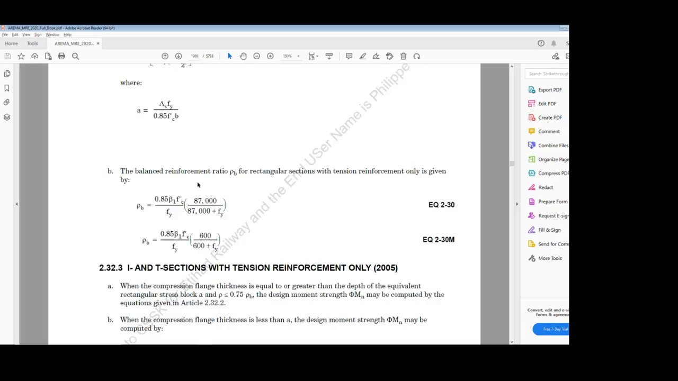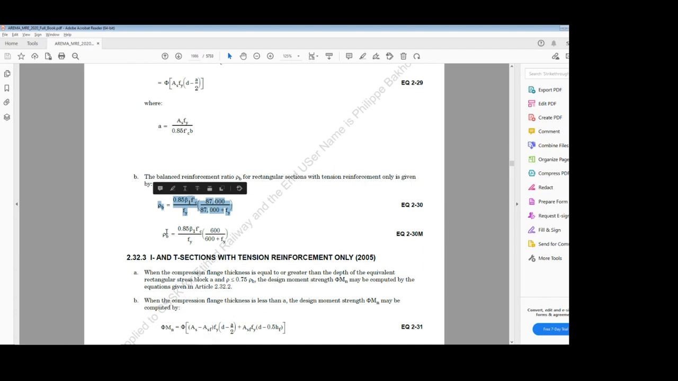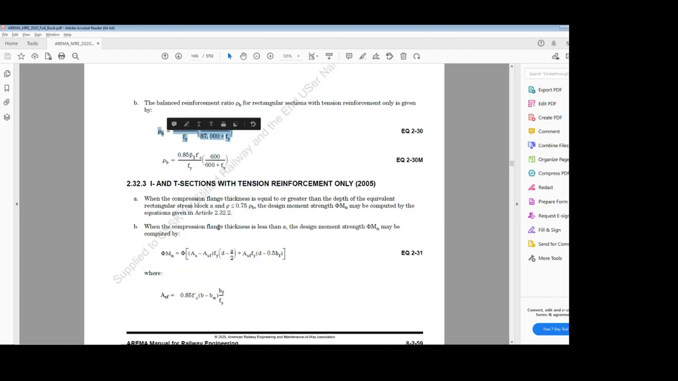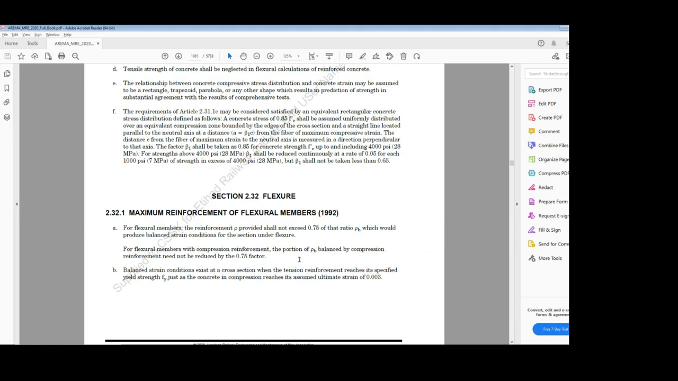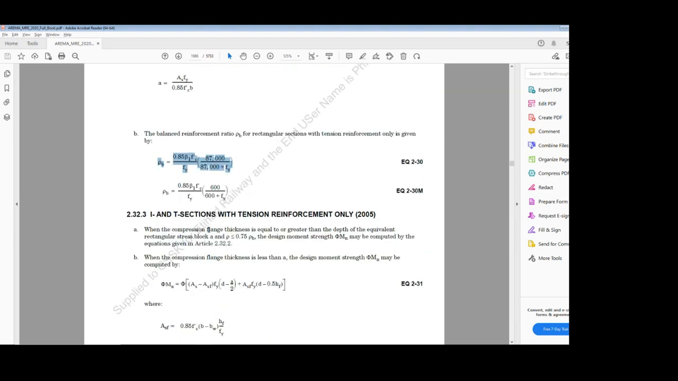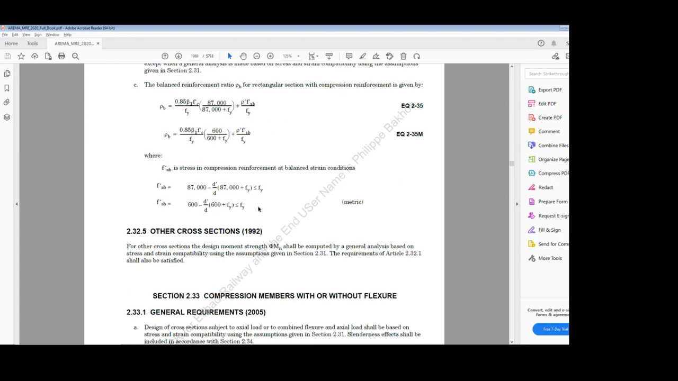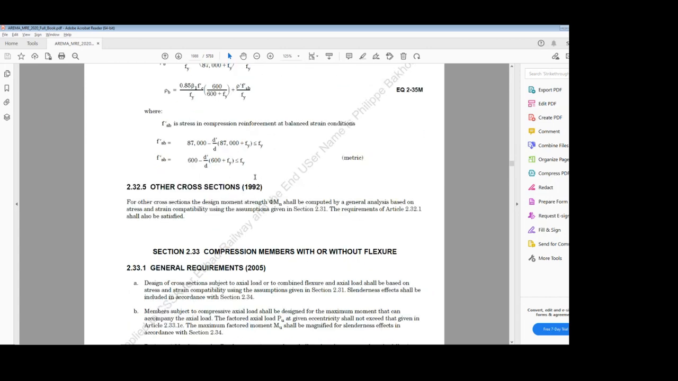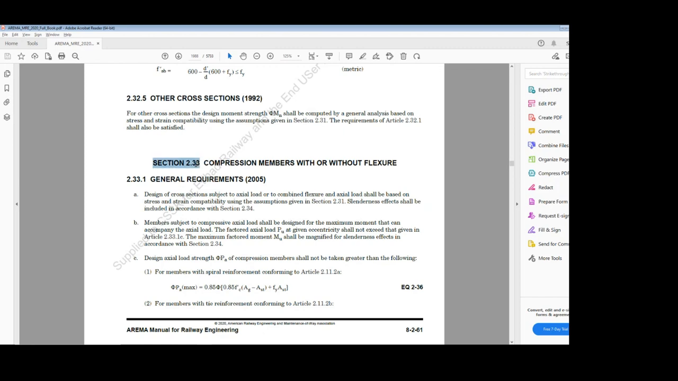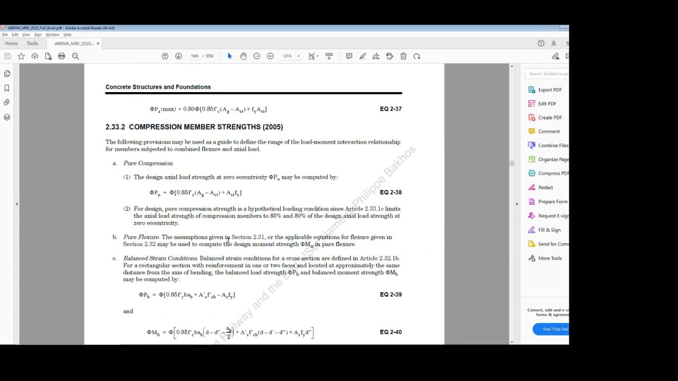All this nomenclature is given in the starting of this section 2. This is how to get the percentage of reinforcement for a balanced section, for rectangular members. This is for I section and T section, and rectangular section with compression reinforcement. This is only for flexure members. Now this is for compression members with or without flexure, like columns or the wall of the culvert. In this we have to develop the PM interaction curve and check whether it is safe or unsafe, or whether you need to increase the reinforcement.